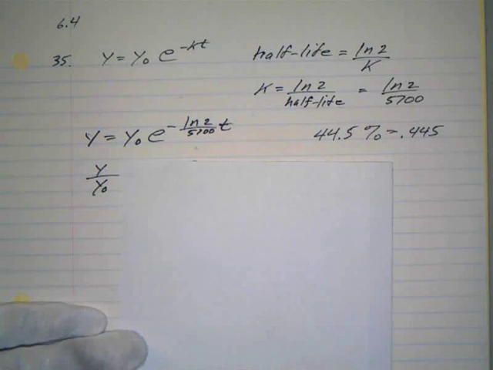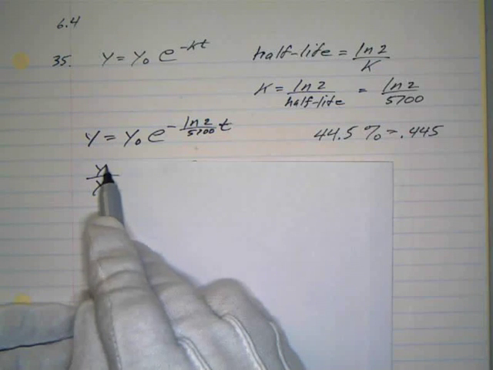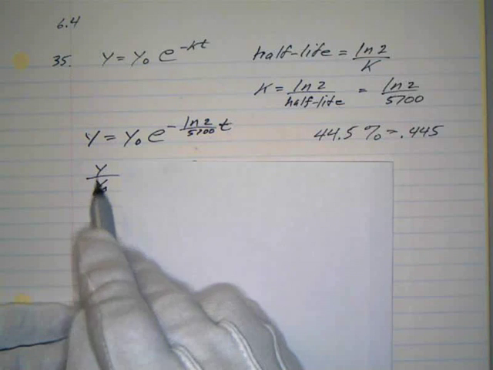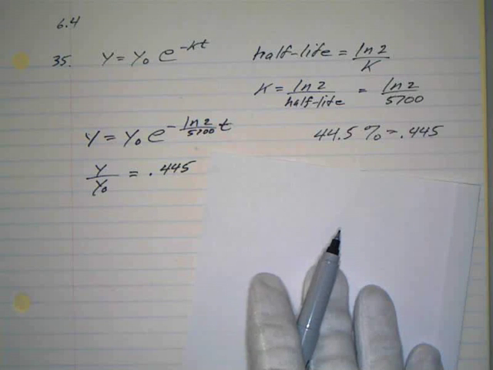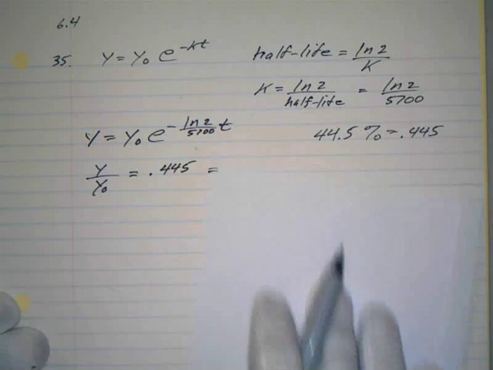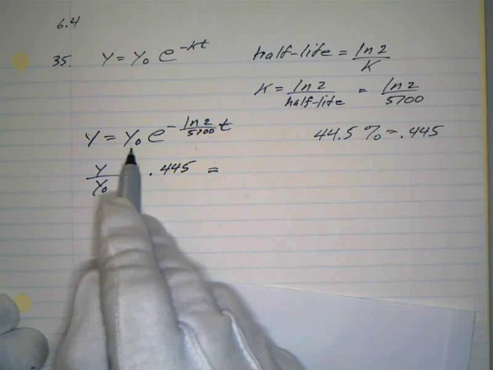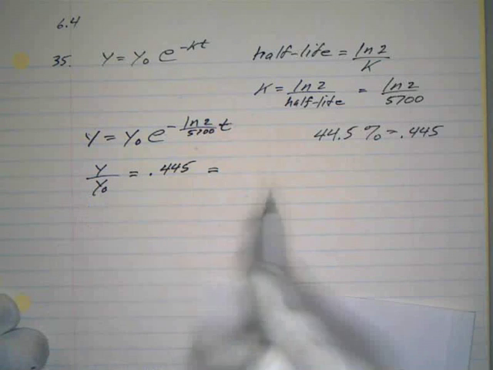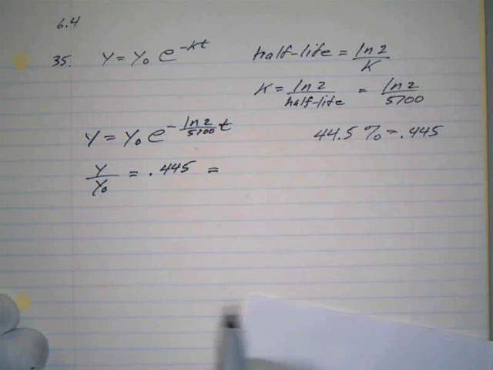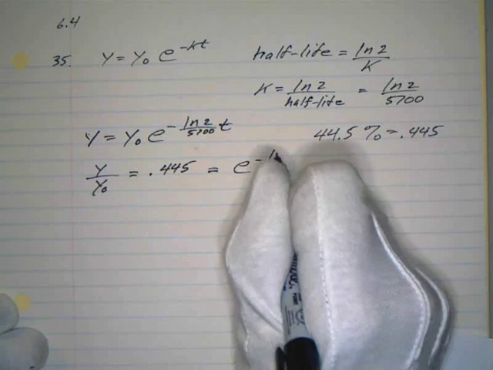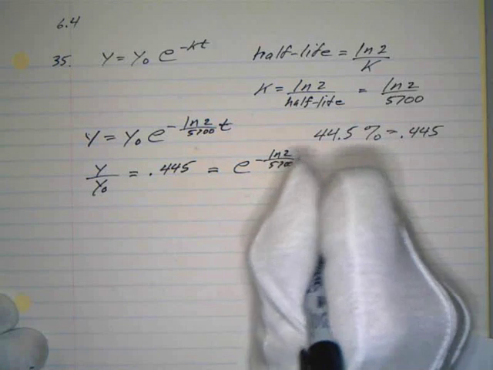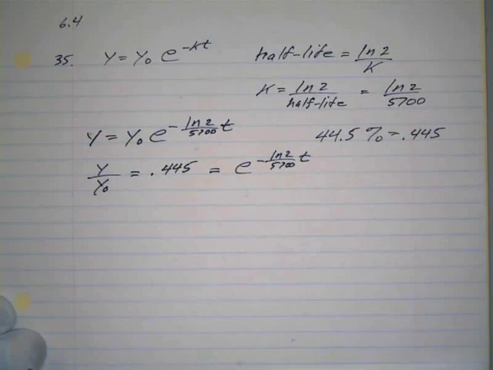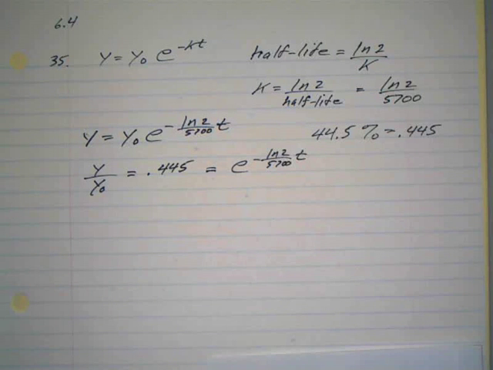Now, the ratio of the carbon that we have now over what we started with is 44.5%, or 0.445. So that ratio is going to be equal to e to the negative natural log of 2 over 5,700 times t. You have to remember that when it contains 44.5% of the carbon, that means a little bit more than 55%, probably 55.5%, decayed.